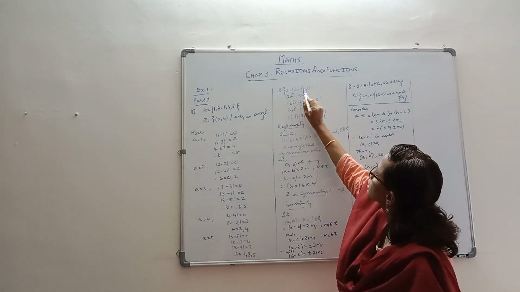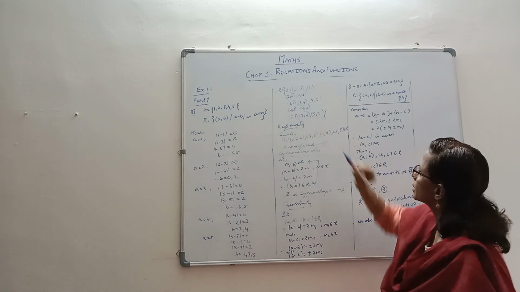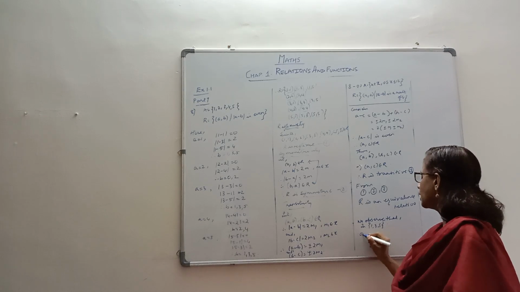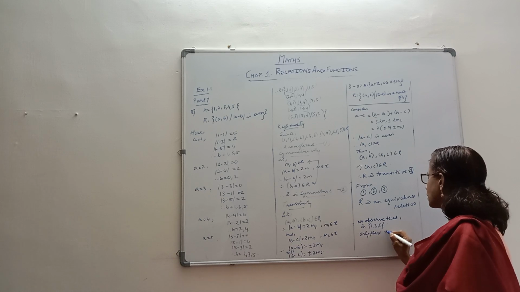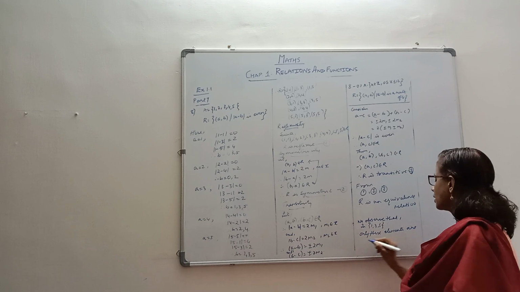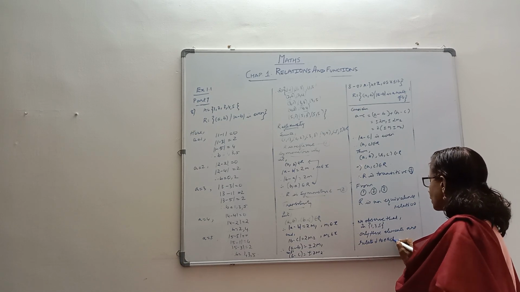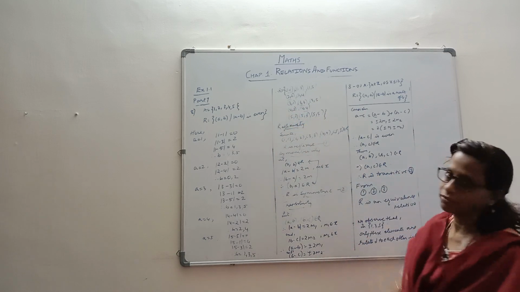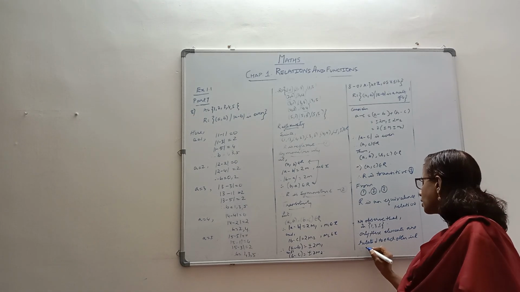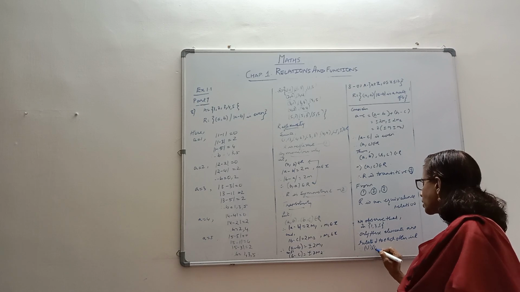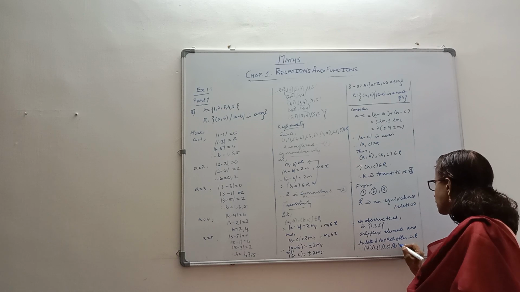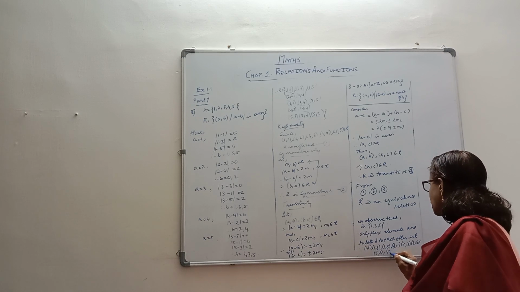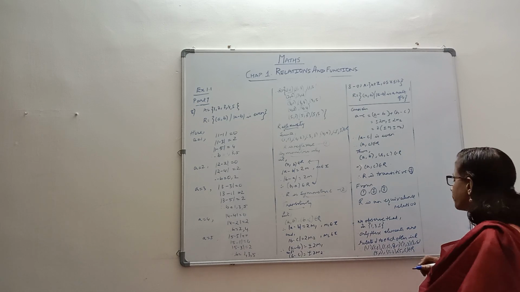in R, 1 is related to 1, 1 is related to 3, 1 is related to 5, 3 is related to 1, 3 to 5, 5, 1, 5, 3, 5. So in 1, 3, 5, only these elements are related to each other in R. We saw that 1 1, 1 3, 1 5, then 3 1, 3 3, 3 5, then 5 1, 5 3, 5 5 belong to R.